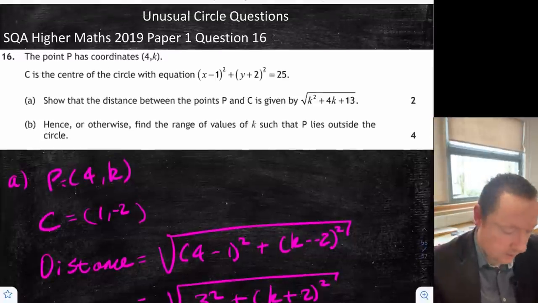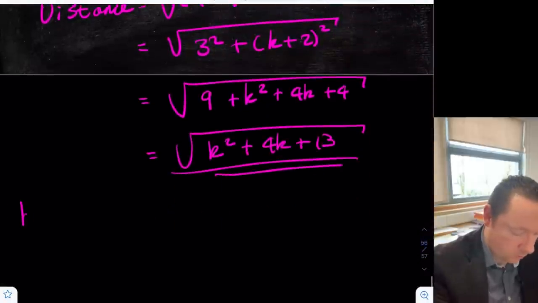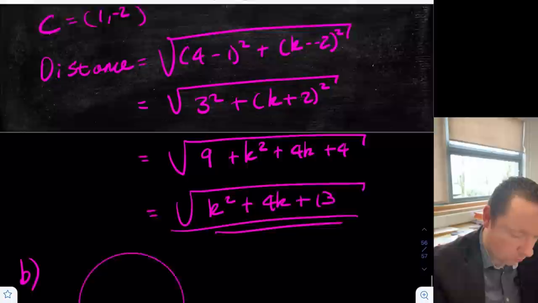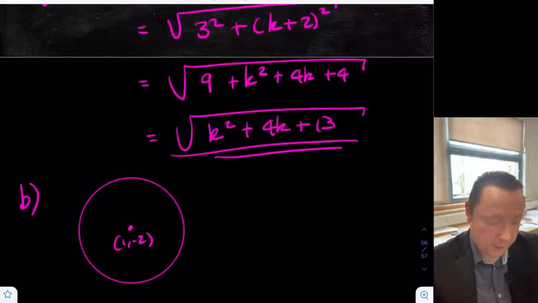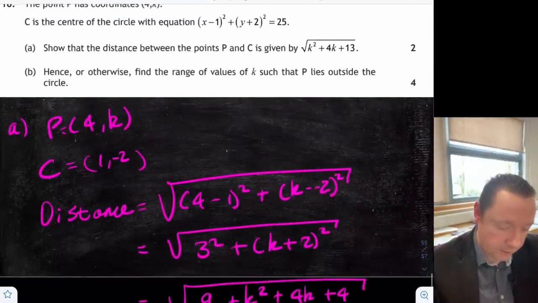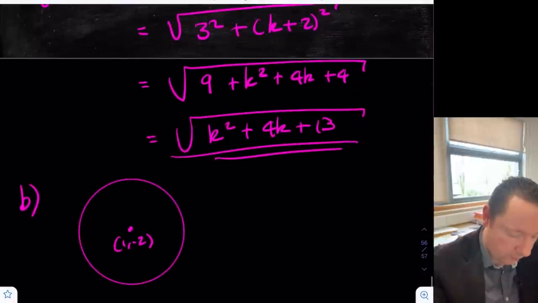Part B says, hence, find the range of values of k such that P lies outside the circle. So let's draw a little picture for this. We've got a circle, and the centre of that circle is (1, -2). And we can look to see what the radius is. We know the radius is 5, the square root of 25. So that distance is 5, that's our radius.